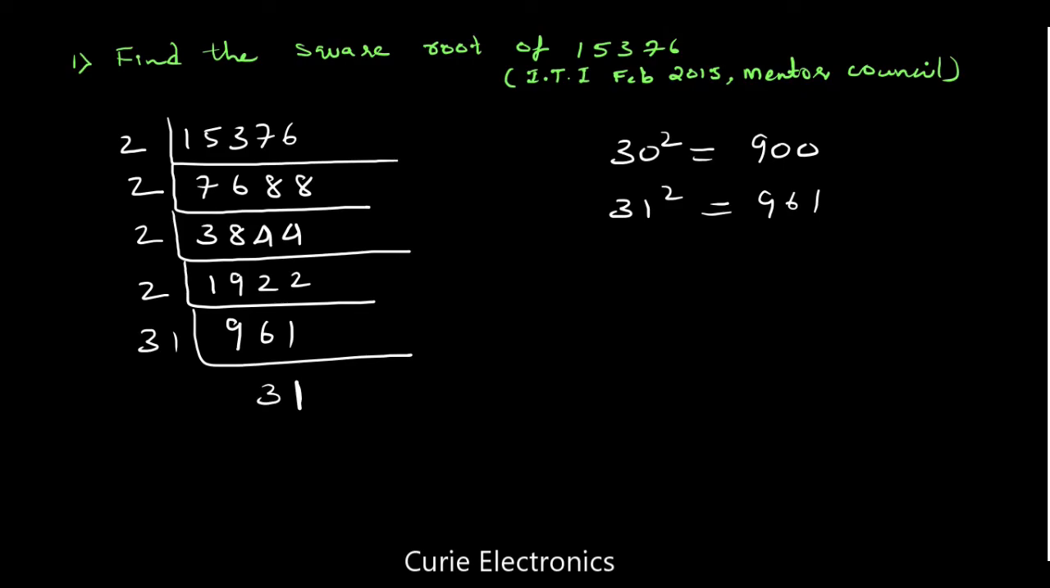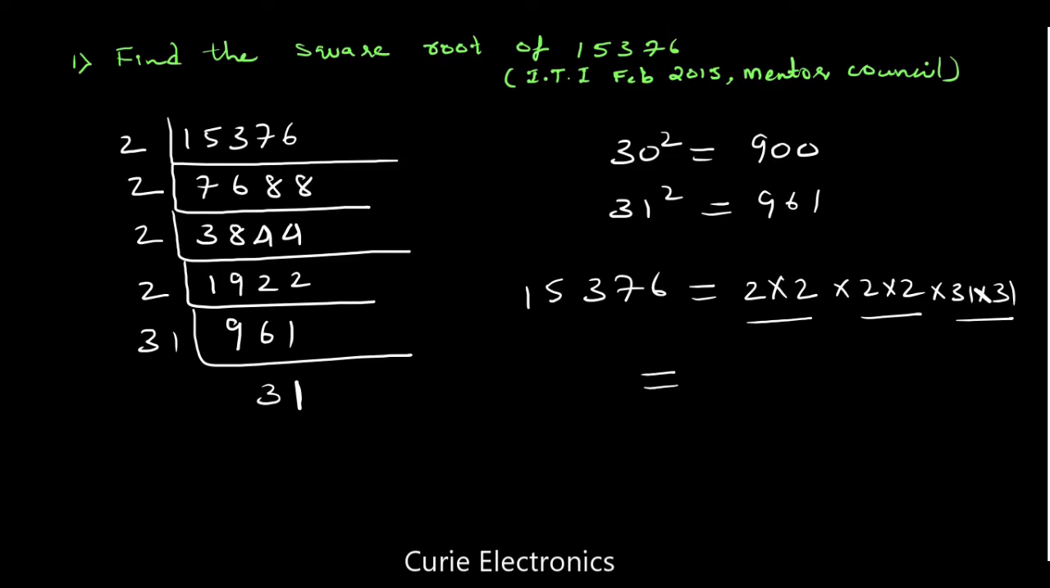Now what do we do? We take pairs of numbers. Let me write the number itself first. 15376 equals 2 multiplied by 2 multiplied by 2 multiplied by 2 multiplied by 31 multiplied by 31. Now we'll take the pairs: one 2 from each pair, and one 31. So 2 times 2 is 4, multiplied by 31. What is the value?